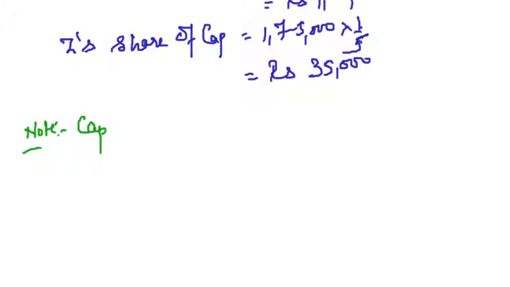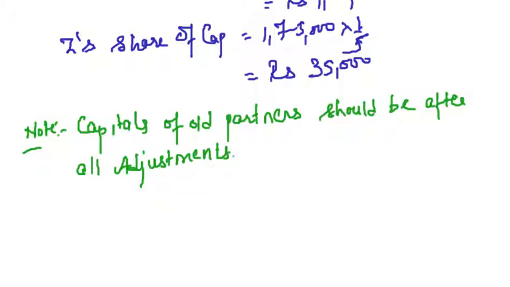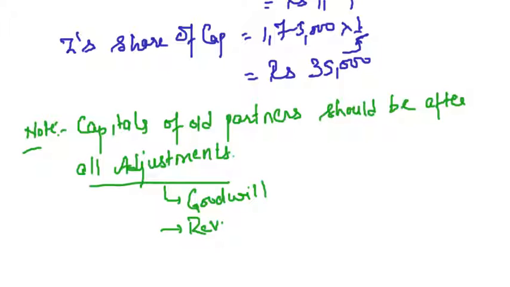The capitals of old partners should be after all adjustments. All adjustments means adjustments related to goodwill, related to revaluation, related to reserves, right? So capitals we have to find out after all the adjustments.